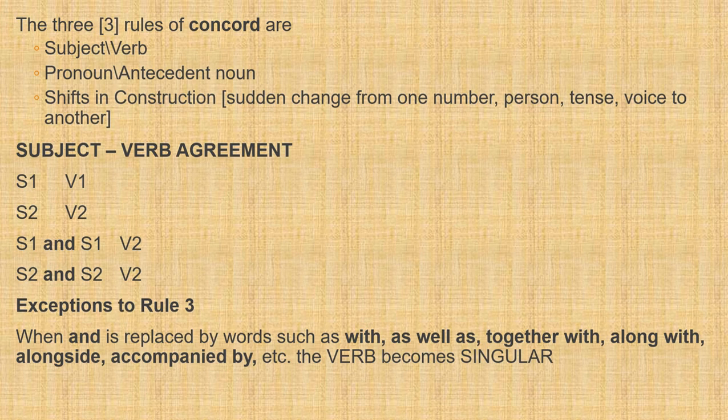There's an exception to rule number 3, that is S1 and S1 V2. When and is replaced, that is what we have learned in proximity, when we're using adverbs. With such words as with, as well as, together with, along with, alongside, accompanied by, and so on, the verb becomes singular in nature. Please refer back to the lessons that we have learned in the previous slides.